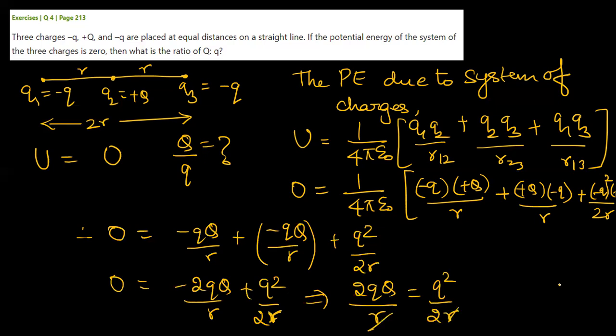So cancel this R, cancel this Q. So we need Q upon q. So you rearrange, so q upon Q will be equal to 1 upon 4. Rearrange the terms, just cross multiply. You get capital Q upon small q as 1 upon 4.